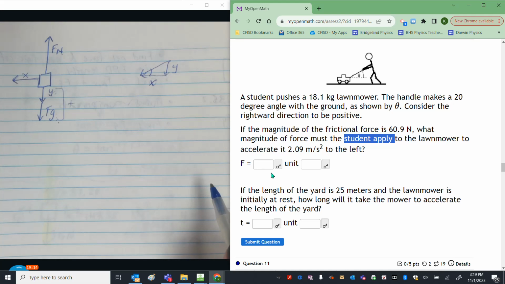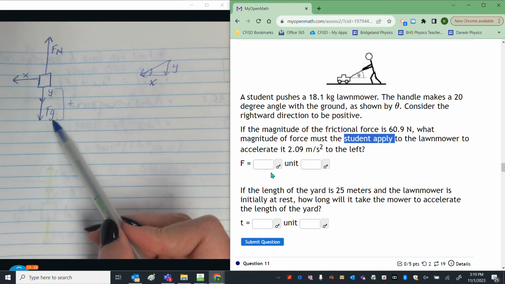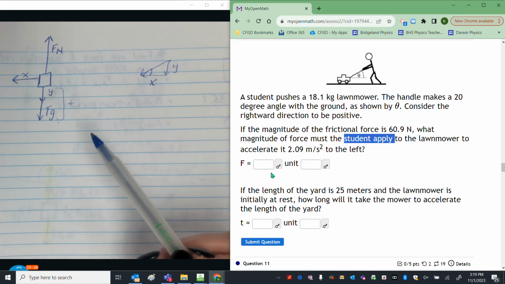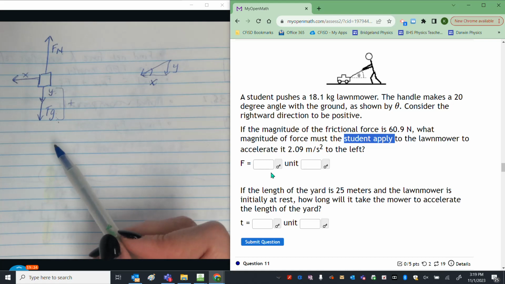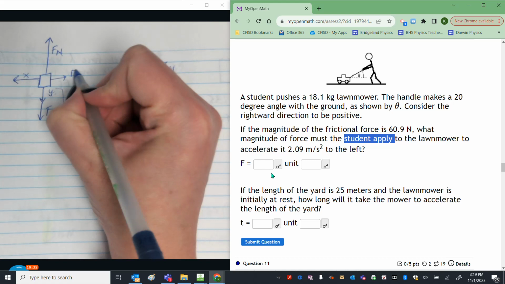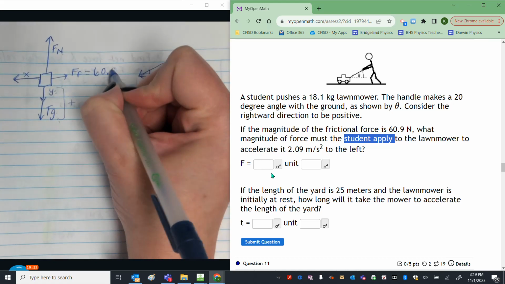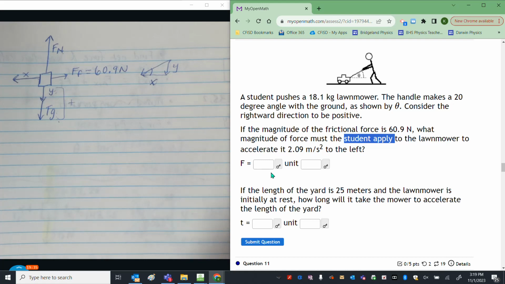Now, if I had values here, that might be helpful, but I don't. I could find Fg, which I'll do in a minute. The only other thing that we need to include is friction, because it says the magnitude of the frictional force, so it actually tells us our force of friction. And the force of friction is going to be 60.9 newtons. That's the only number it gives us in terms of forces.